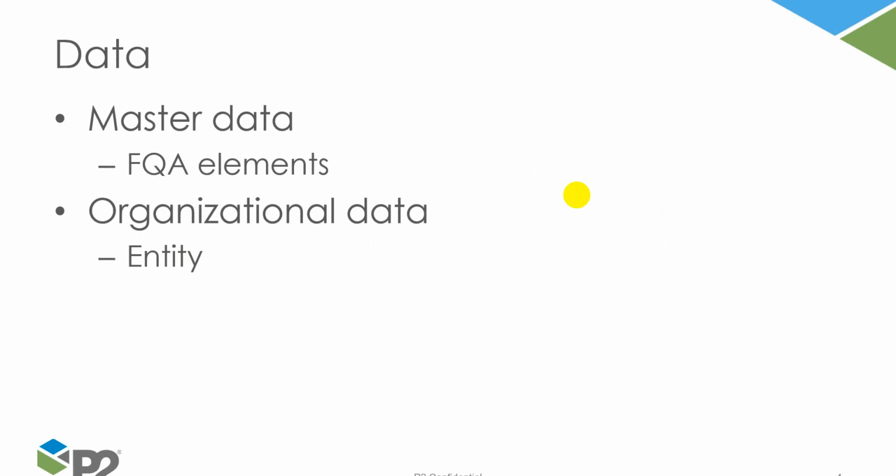Regarding the data we need to know, we have to know the FQA that is recurrent for us to define the code and map it to that FQA. And we also need to know on what entity we're going to be using this code.